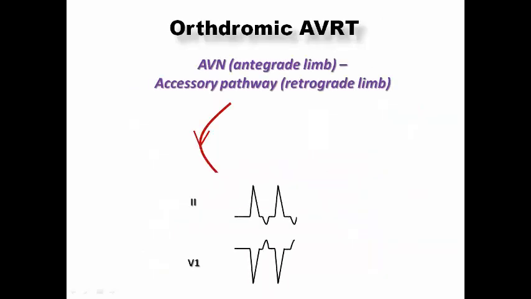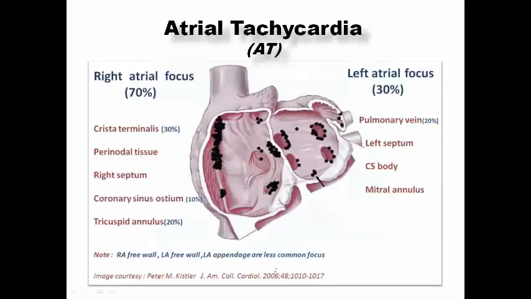Of course, orthodromic AVRT shows antegrade conduction through the AV node and then retrograde conduction through the accessory pathway, so it would show a short RP interval as in typical AVNRT, although it would be slightly longer than the RP interval in AVNRT. It would be more than 70 milliseconds, for example, but it is still a short RP interval. So orthodromic AVRT shows a short RP interval as typical AVNRT but slightly longer.